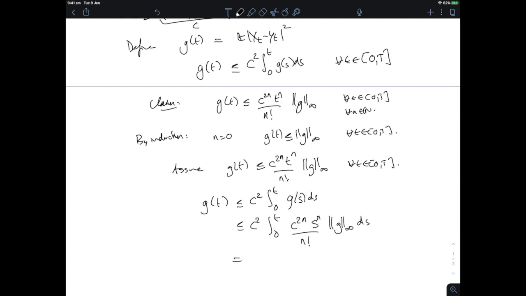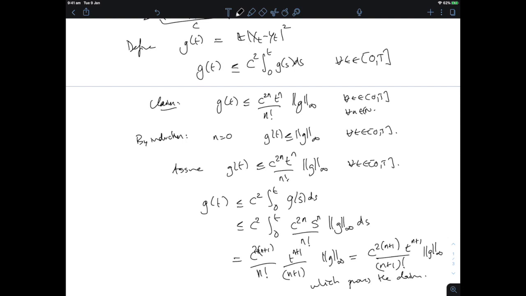And then I can compute this integral and I get c to the n plus 1 divided by n factorial times an antiderivative of s to the n, which is s to the n plus 1 divided by n plus 1, so times t to the n plus 1 divided by n plus 1 multiplied by g infinity, which is exactly what I wanted. C to the n plus 1, t to the n plus 1, over n plus 1 factorial, g infinity. And that proves the claim.